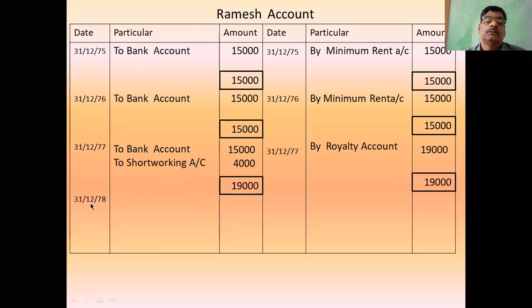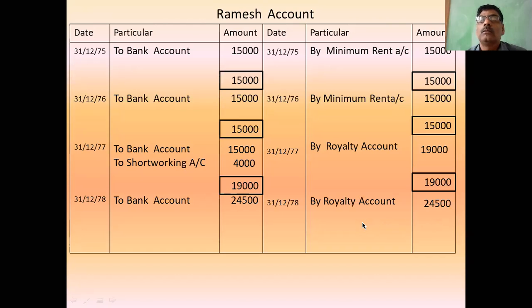And next year, 31st 12/78, to bank account 24,500 payment column, by P&L account, sorry, by royalty account 24,500. There is no SWR. Okay, so this goes to total 24,500. What is the change in this? Debit side no change, amount column there is no change. In the credit side only, instead of royalty, we take minimum rent if there is a minimum rent account for that year. Okay, and amount is minimum rent. You remember this point.